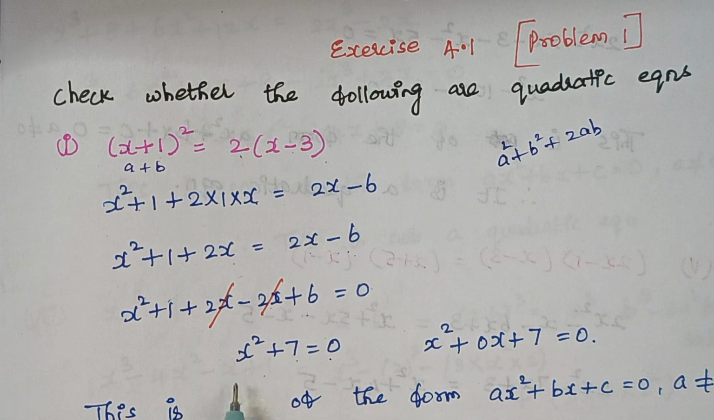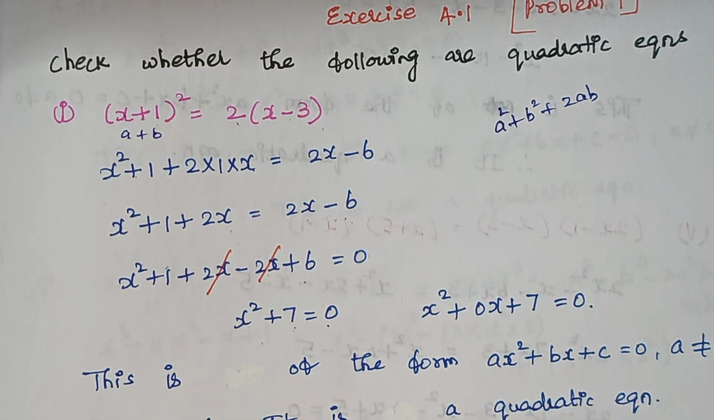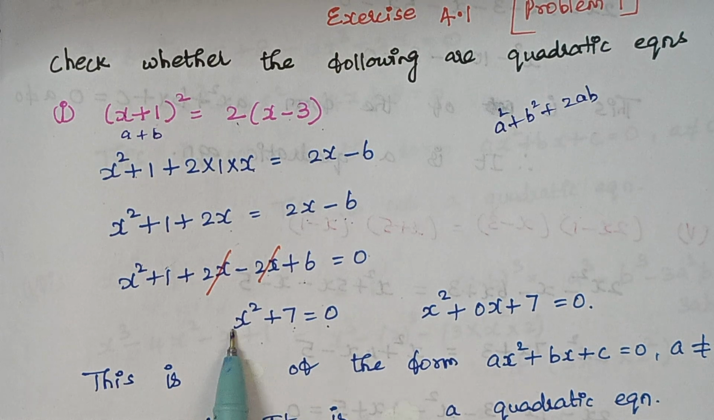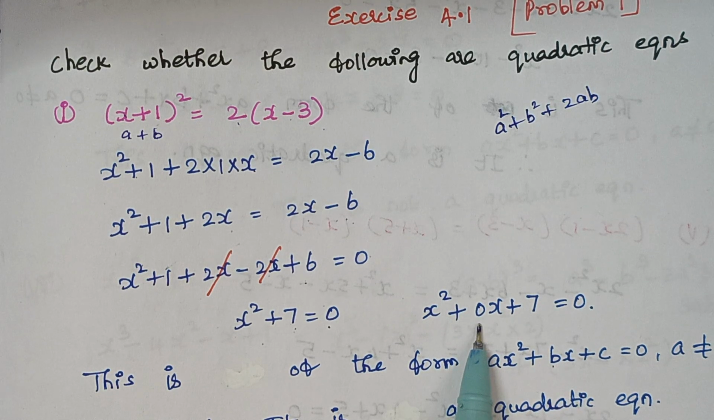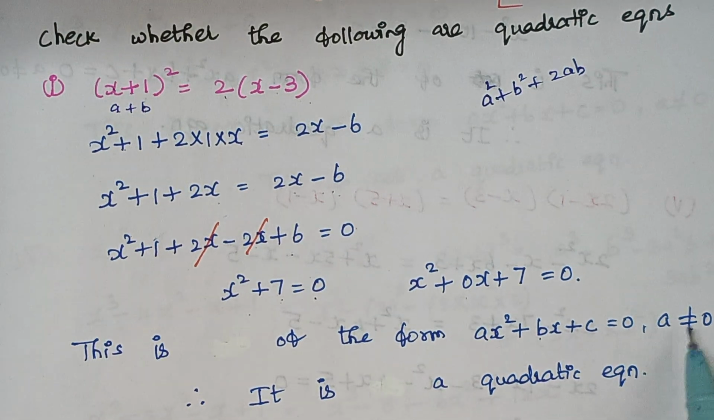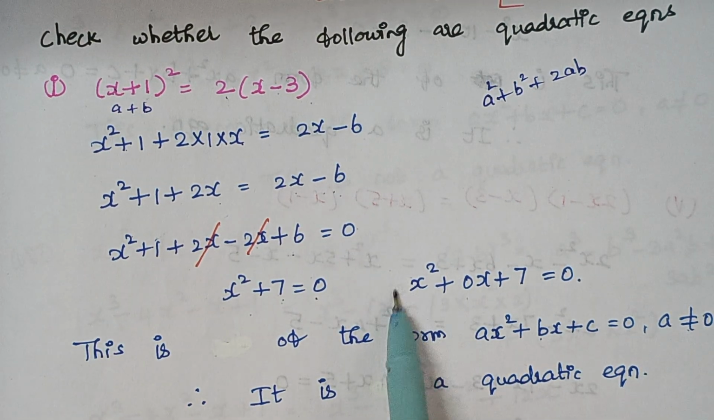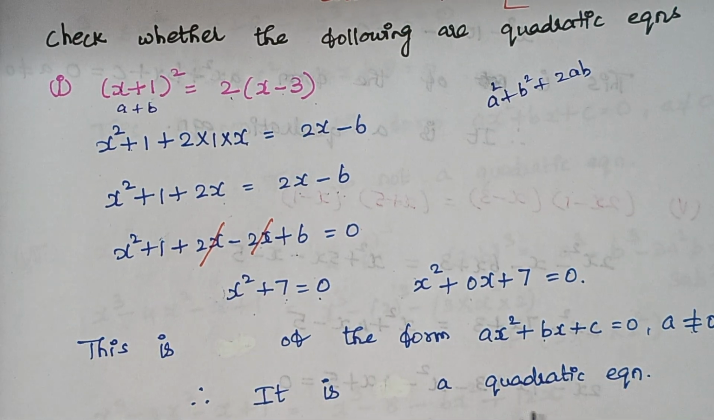So here now we have to check whether this is of the format ax square plus bx plus c. So now can you make a guess here? Obviously, yes, this is of the format ax square plus bx plus c. That is the coefficient b is 0 here. That's it. And again you see the value of a should not be equal to 0. And here we have the value of a as 1. Therefore, the given equation is a quadratic equation.